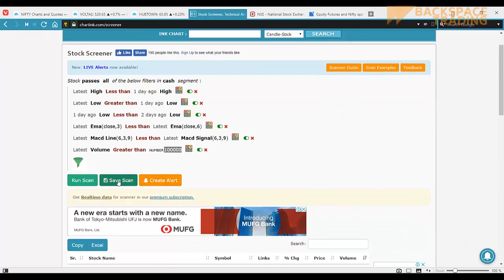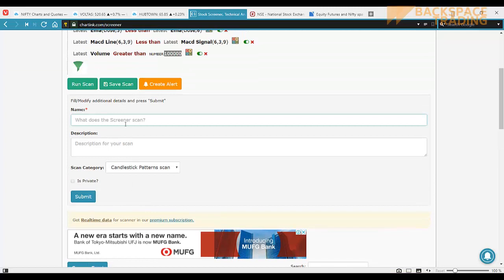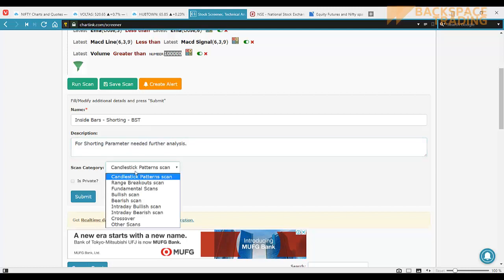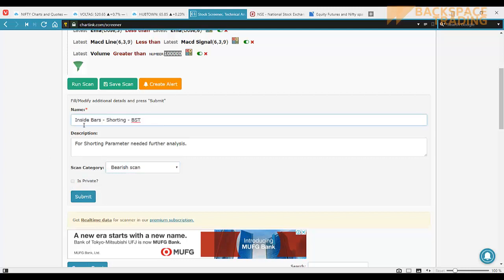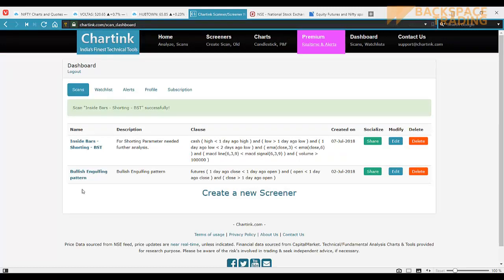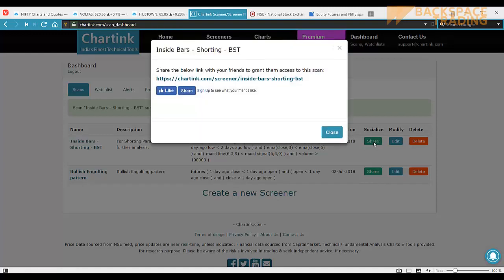Okay, I'm gonna come here, save the scan, and name it inside bars shorting. No, that's not quite right. Inside bars shorting, backspace trading. Okay, for shorting parameters needed further analysis. All right, scan parameter, it's a bearish scan, it is not private, so I think you will be able to search this part. Inside bar shorting BST, I'm submitting it. Okay, so I have this over here. Let me socialize this as well. Oh, it's just this one. Oh, fine, no problem.